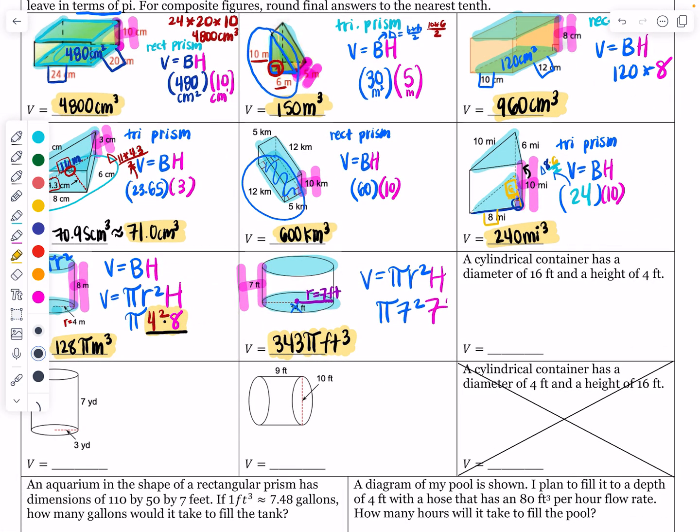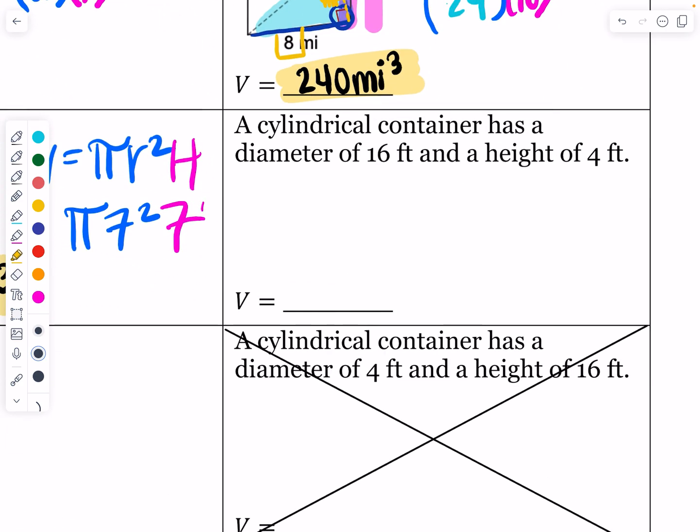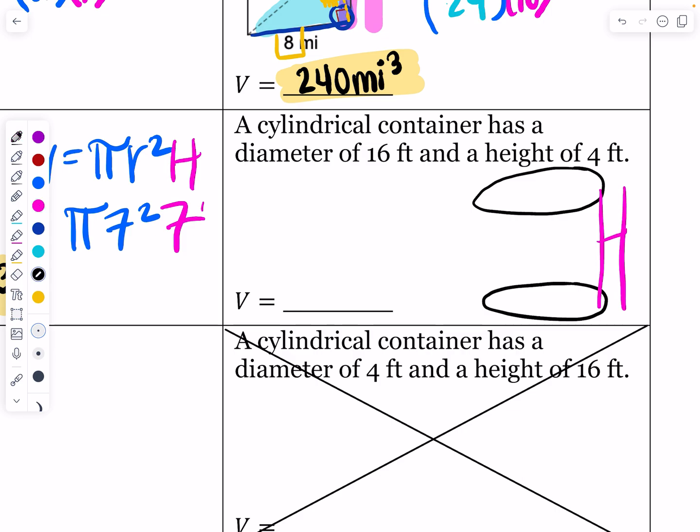All right, so now we want to actually draw our own cylinder. So it says a cylindrical container. This doesn't have to be perfect. This is just a sketch. So draw 2 circles, connect them. I'm going to go ahead and connect them with the height, but connect them with 2 lines, and it gives us the diameter of 16.